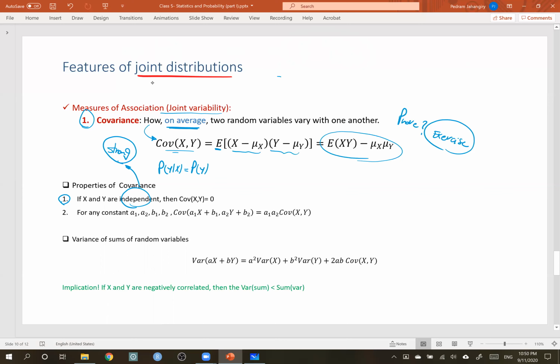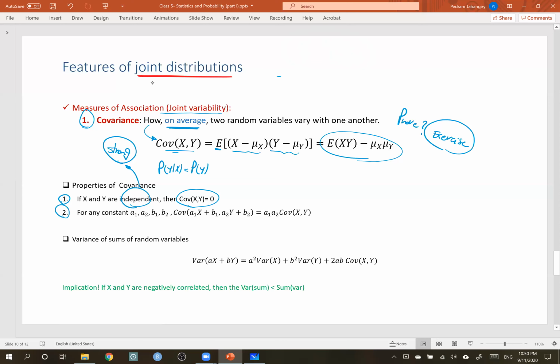So this means that x and y, the covariance is going to be 0. If one of them goes up, the other one doesn't do anything. If the other one goes down, well, the first one doesn't do anything, right? So that's how we define a covariance equal to 0 if two random variables are independent.